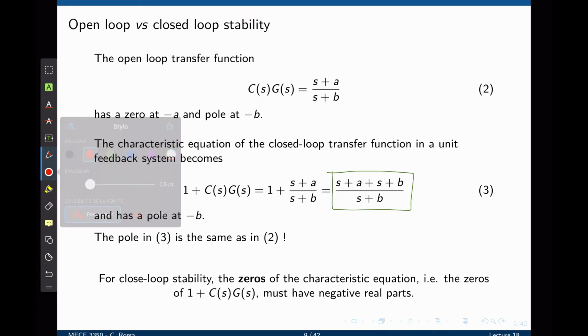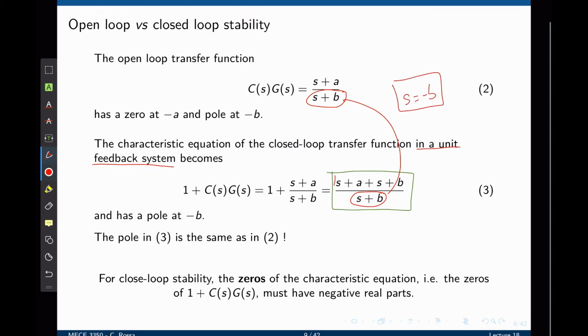Notice something interesting. The pole of the characteristic equation is the same as the pole of the open loop transfer function. The pole in both cases is s equals negative b. The zero of the characteristic equation is the pole of the closed loop transfer function.